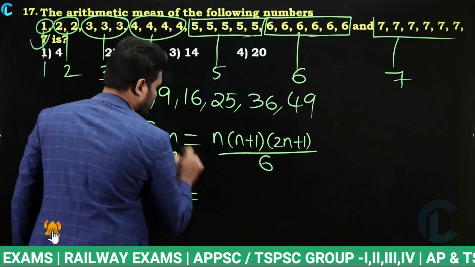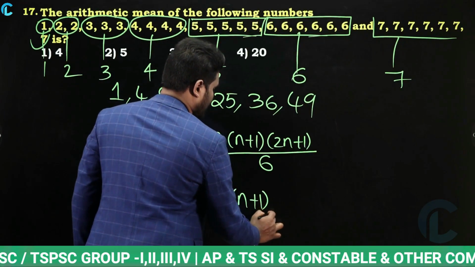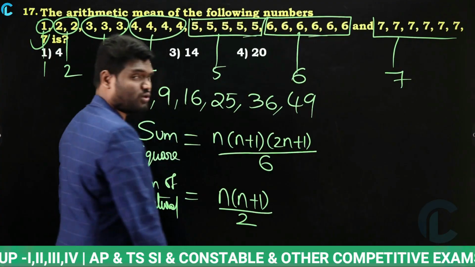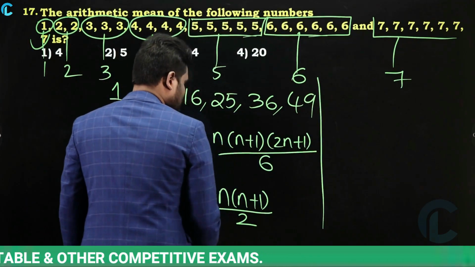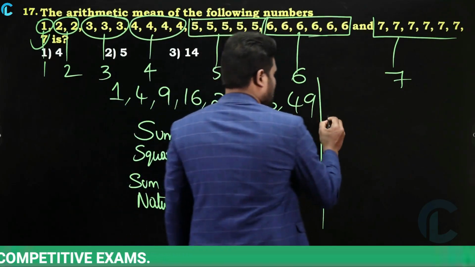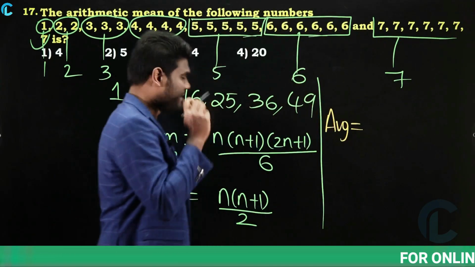Sum of natural numbers formula is nothing but n into n plus 1 by 2. Yes or no? Now I need to calculate average. Look here, this is very simple. Observe carefully. Average is nothing but sum of numbers divided by number of numbers.